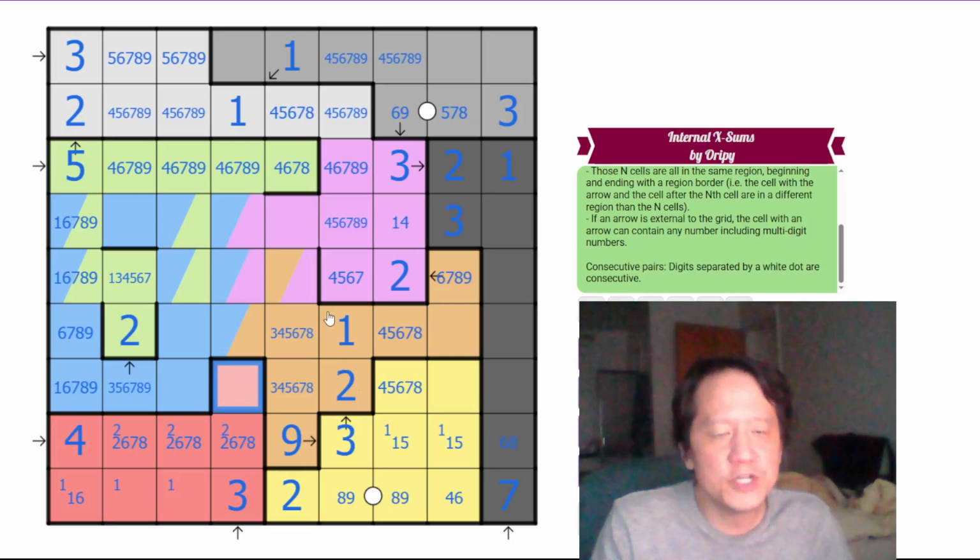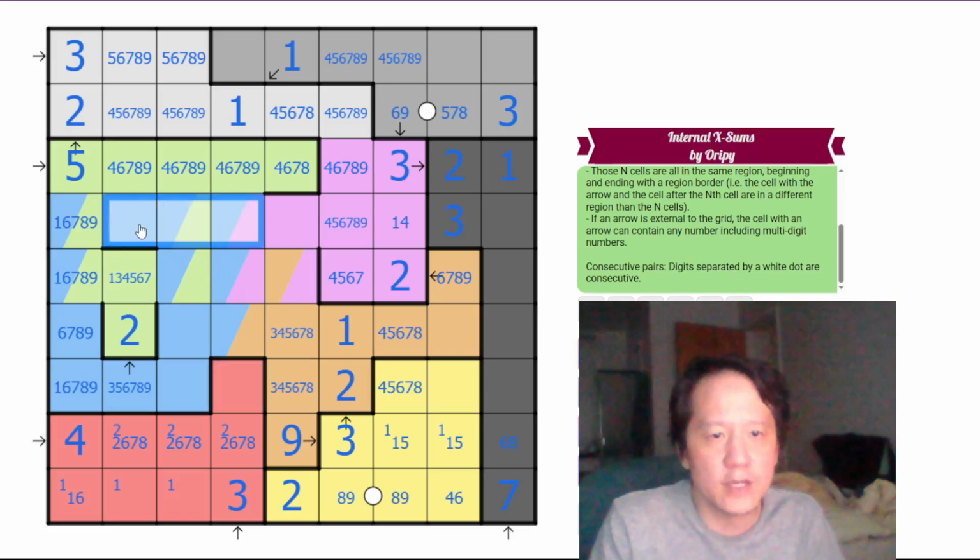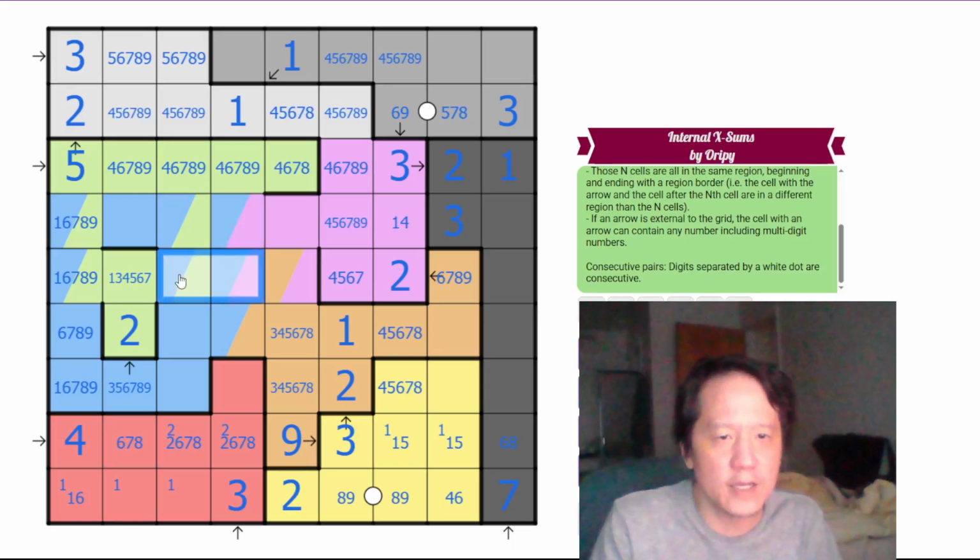The blue region needs access to a 2. So it has to be 1. It cannot be here. Okay, this can't be 2. So it cannot be here. So the 2 actually has to be one of these 2.